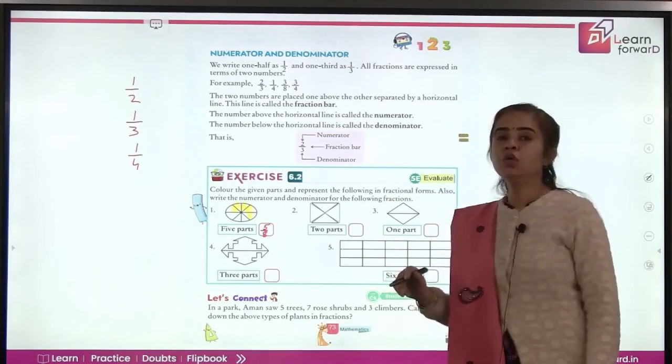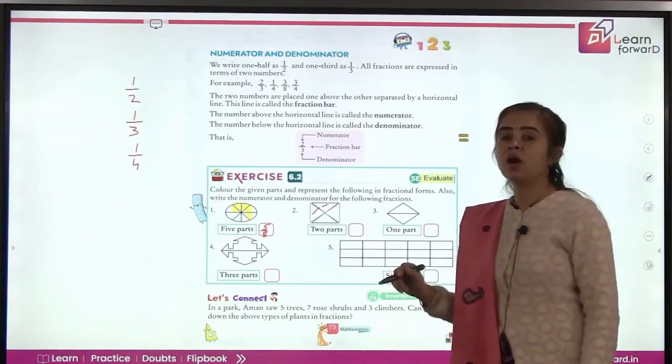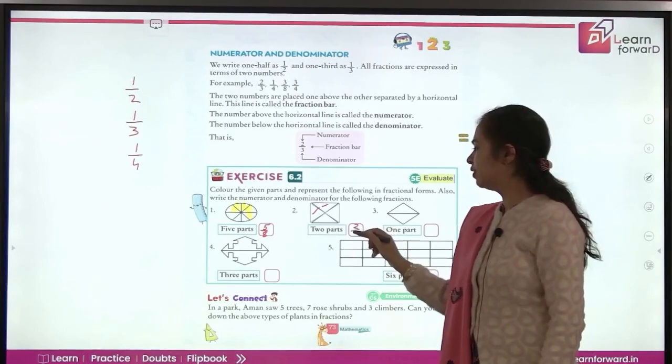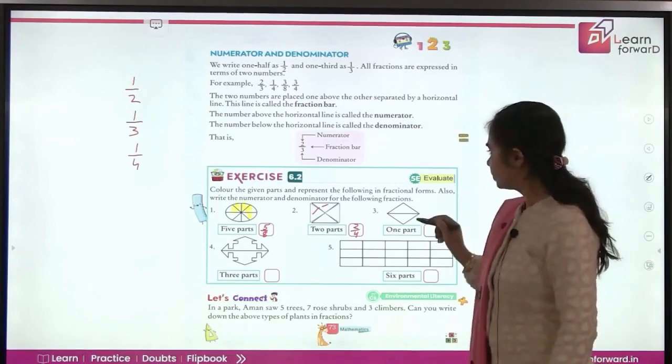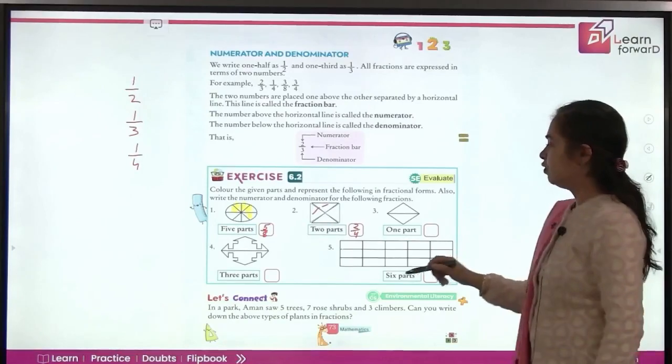Similarly here you will be doing 2 parts only, 2 parts out of 4. So what will be your fraction? 2 by 4, right? Now do the rest of the parts yourself. And now we have a "Let's Connect" activity.